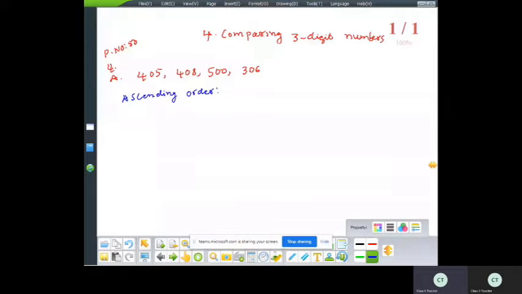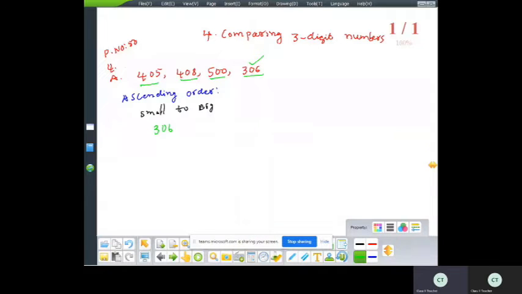Yes, meaning of the ascending order, the given numbers are arranged from small to big. Okay, so given numbers are 405, 408, 500, 306. Here the smallest number is 306. The first smallest number is 306.